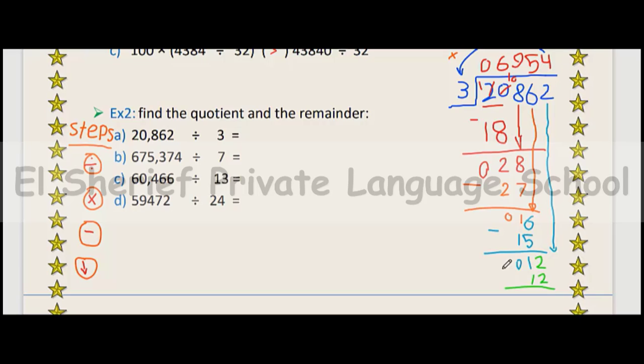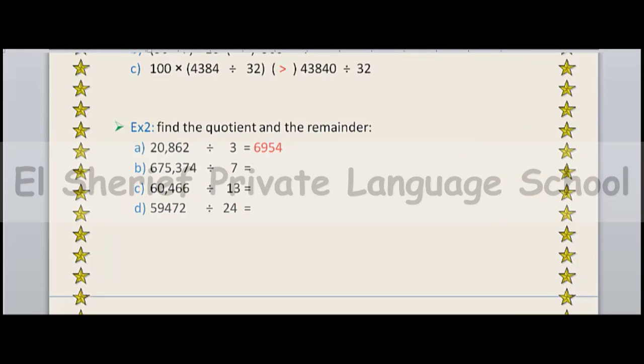The third step was minus, or subtract. 2 minus 2 equals 0, and 1 minus 1 equals 0. Okay, so the quotient, or the result, equal 6,954. Okay.